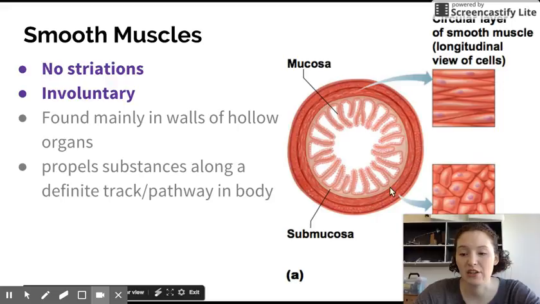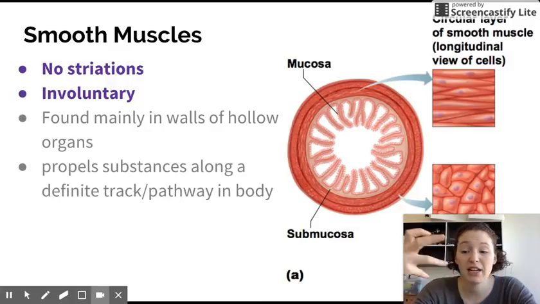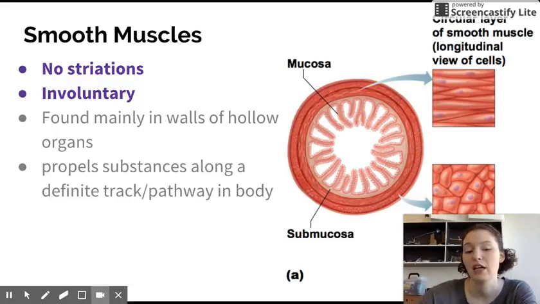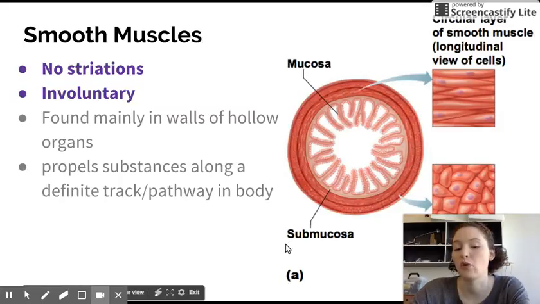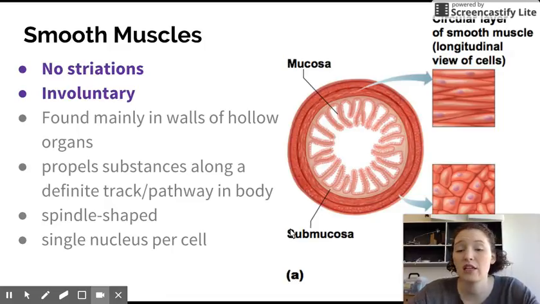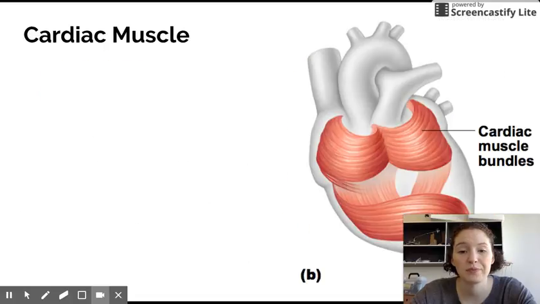Generally, they have cells that are occurring in two different directions. So one might be going this way, another might be going this way. And so because of that, they can alternatively contract and relax, and that will allow that propelling movement down the length of whatever organ this is. They're spindle shaped, so they have these shorter cells that come to these tapered ends. One nucleus per cell, unlike skeletal muscles, and they don't have much connective tissue, again, unlike skeletal muscles.